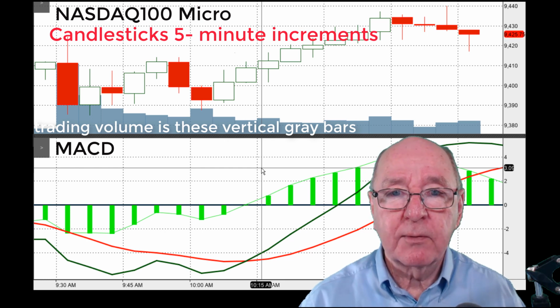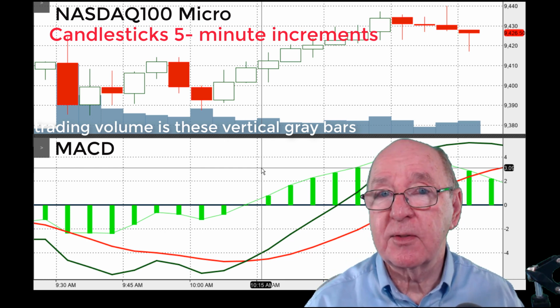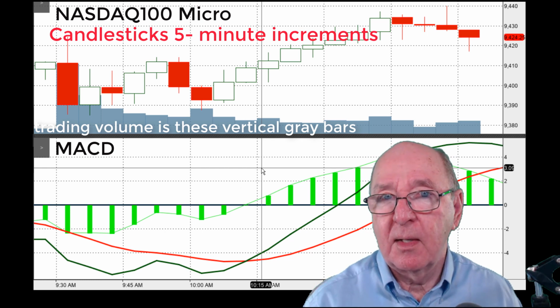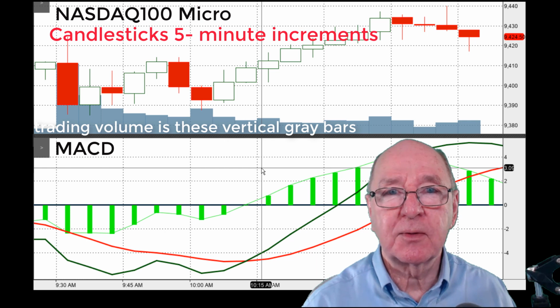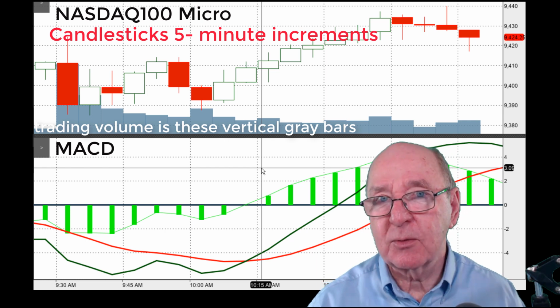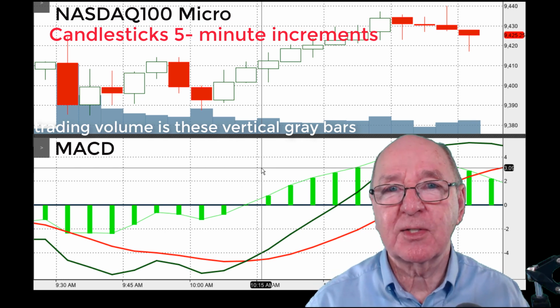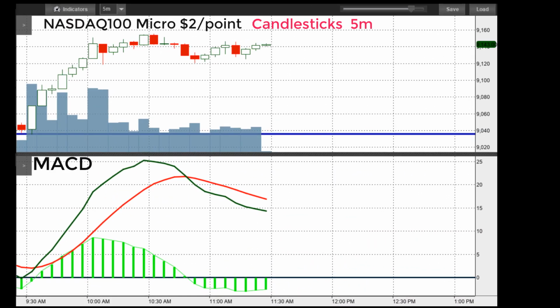And today I'm going to go over some of the thoughts that run through a trader's head during a trade. What do you think? How do you use the volume? What do you look for in the candlesticks? How does that relate to what's going on with the MACD? Some of those things. So let's get started. And I'll start you off with an easy one.